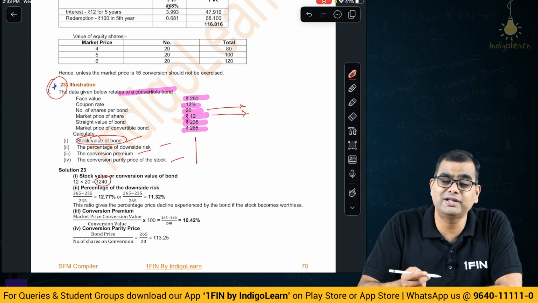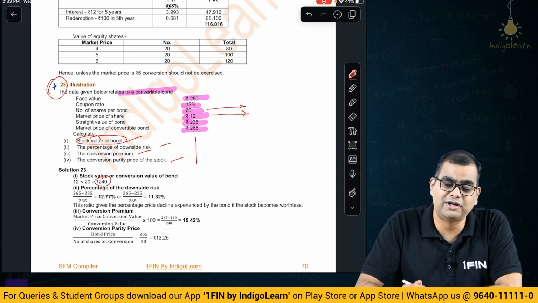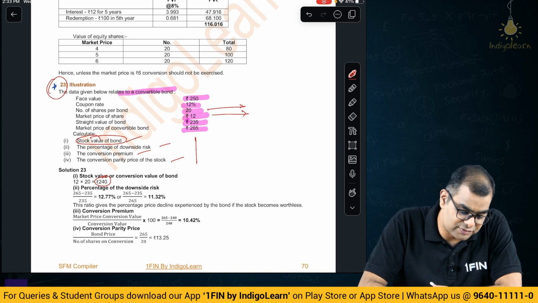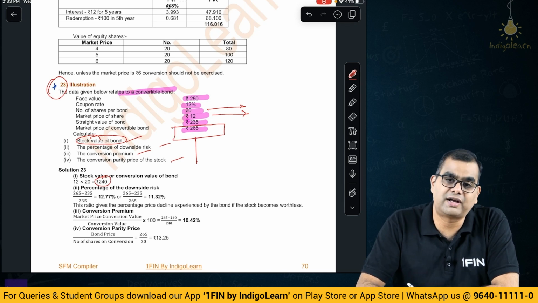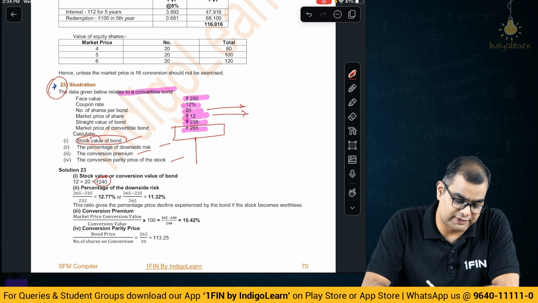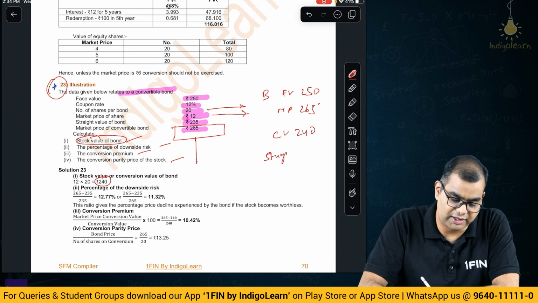Percentage of downside risk. What is the downside that is possibly there? Downside from where? Downside from existing market price. What is existing market price? 265. From 265, it can come down. Now, if it comes down, to what will it come down? See, you have three values here. Bond face value 250, market price 265, conversion value 240, and then they have given something called straight value as 235.